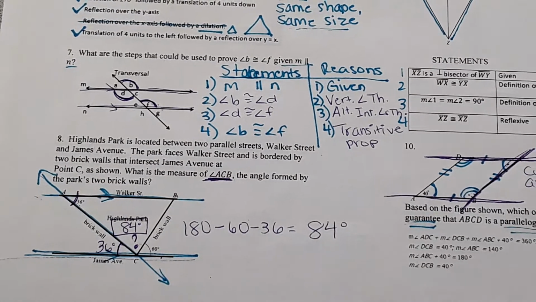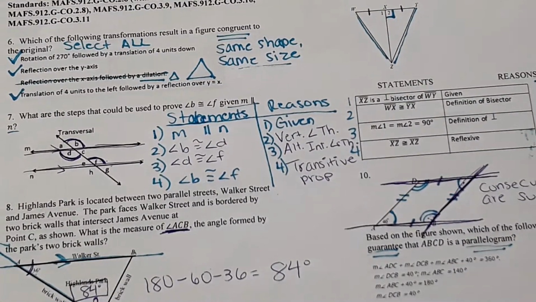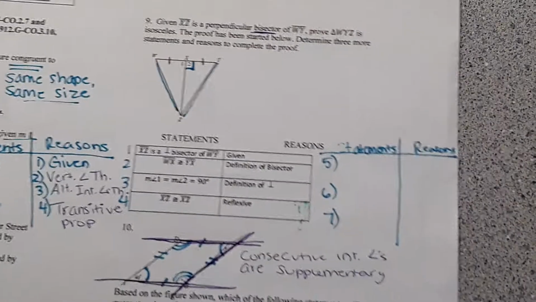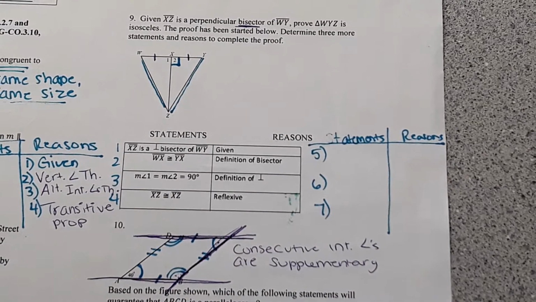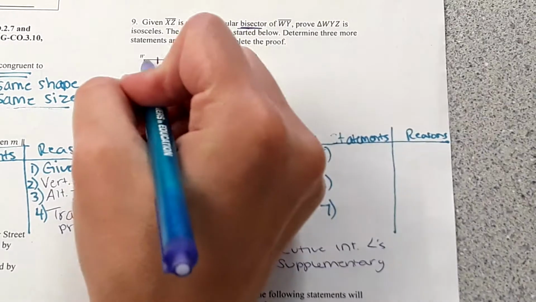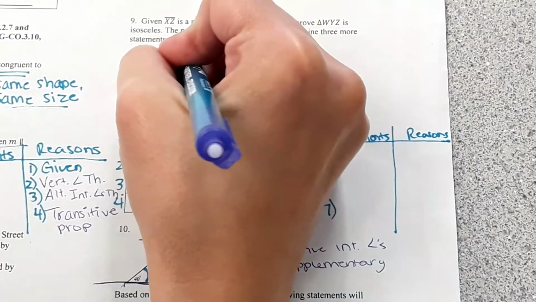And next, all right, still writing. Number 9. Okay, I already read the problem. It said that XZ is a perpendicular bisector to this segment. So that means this is a 90-degree angle, and that means that these two sides are congruent.